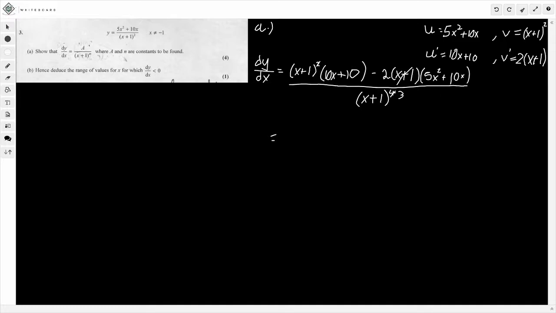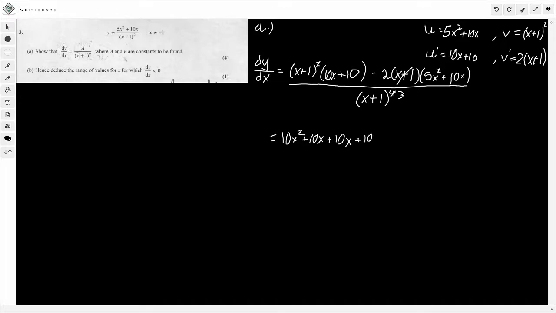So using FOIL here, x times 10x will be 10x squared. X times 10 will be 10x. And then 1 times 10x will be 10x again. 1 times 10 will be plus 10.